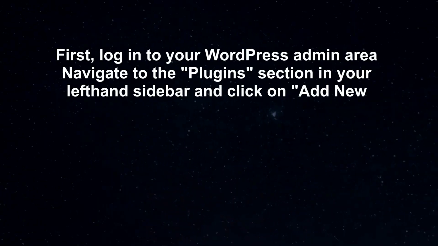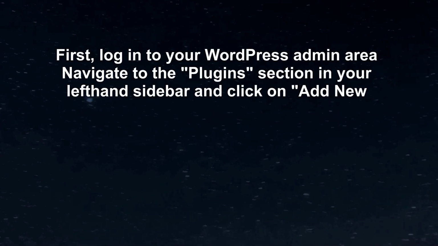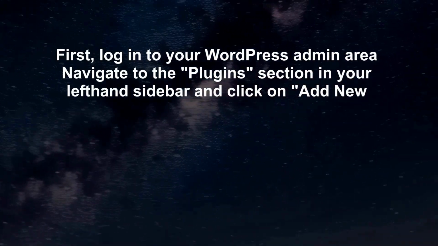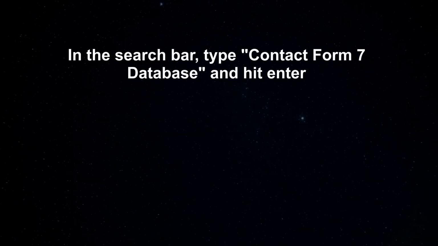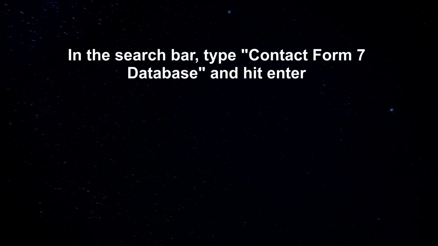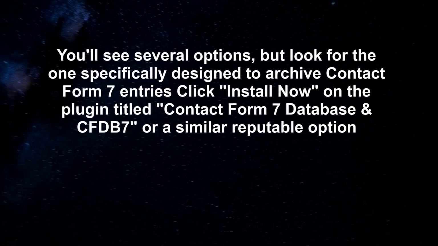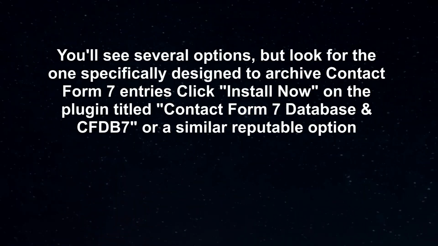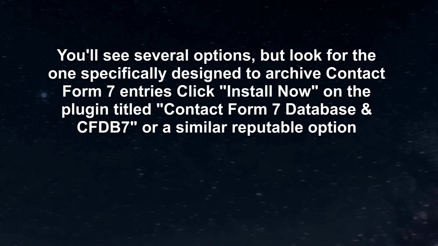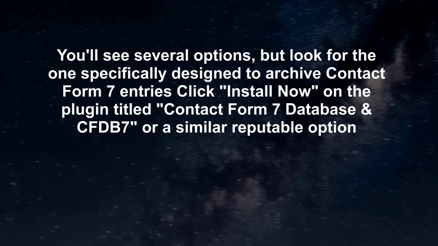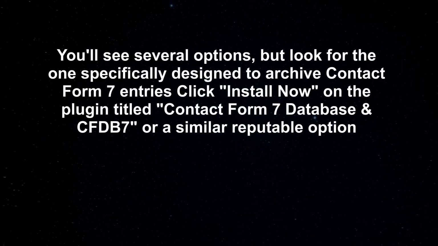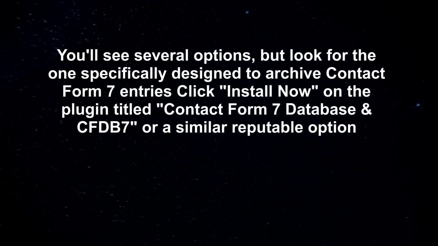First, log into your WordPress admin area, navigate to the Plugins section in your left-hand sidebar, and click on Add New. In the search bar, type Contact Form 7 Database and hit Enter. You'll see several options, but look for the one specifically designed to archive Contact Form 7 entries. Click Install Now on the plugin titled Contact Form 7 Database and CFDB 7, or a similar reputable option.